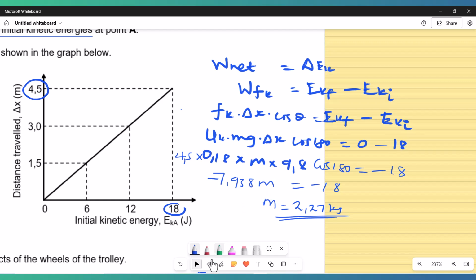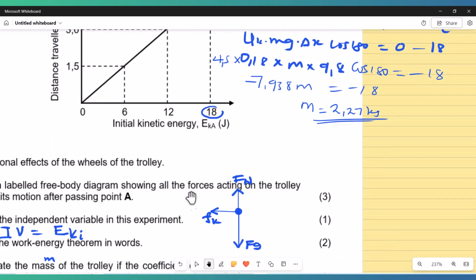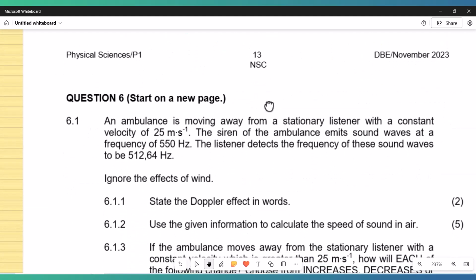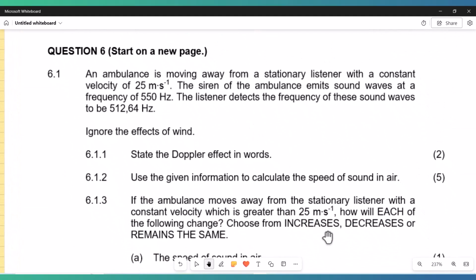What else do we need here? Let's check it. That was question 5. Okay, we go to question 6 now. Question 6.